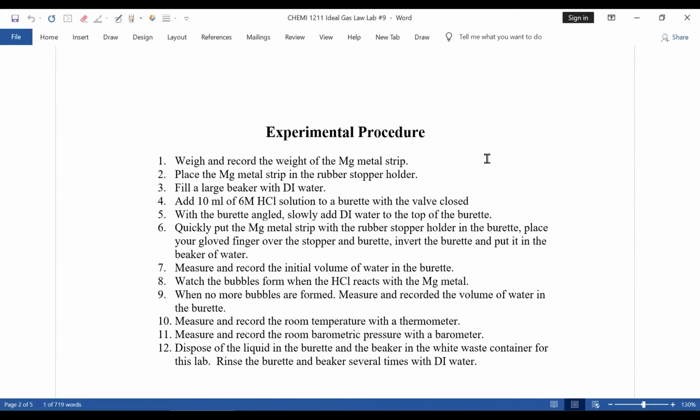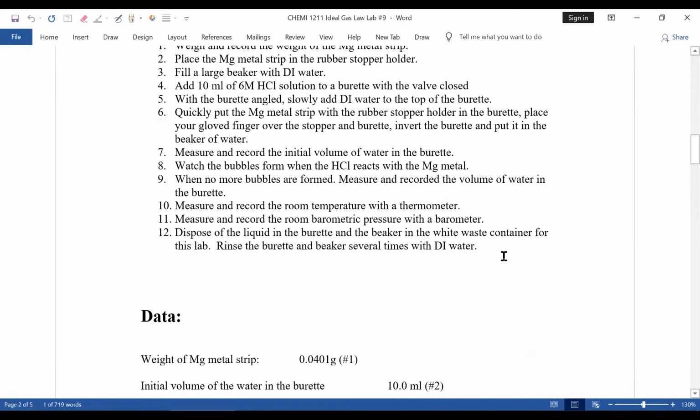So there's a little gas on top to begin with. Then watch the bubbles form by reacting with the magnesium. Those bubbles are hydrogen. When no more gas is formed, measure and record the volume of the water that's in the burette, just like a graduated cylinder, which unfortunately I talked about a while ago, but you don't have hands-on experience. And then what I would have you do is you'd all have your own thermometers, and you could measure the temperature in the room.